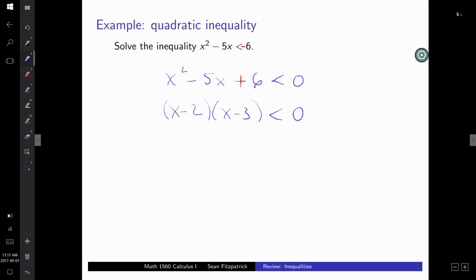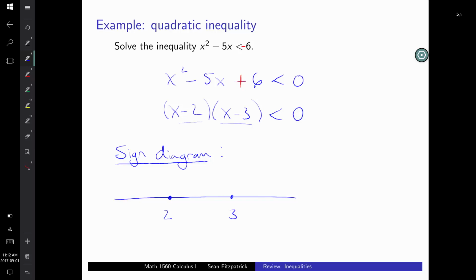What we do is we draw a little number line. So this is called a sign diagram. So what we do is we draw ourselves a number line and we mark off our zeros. We look for where are the places where one or the other of our factors equals 0. Well, the first factor equals 0 at 2. The second factor equals 0 at 3.